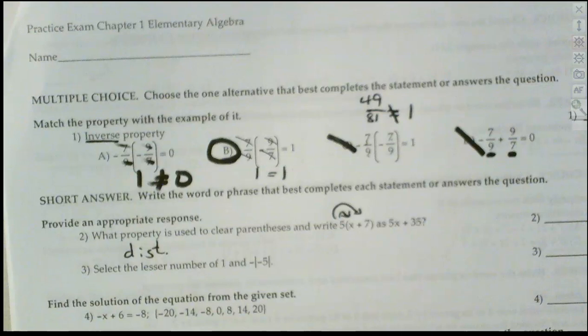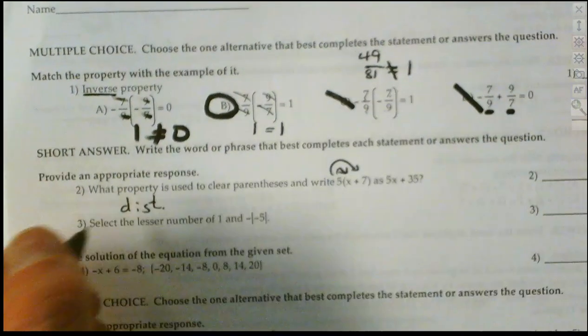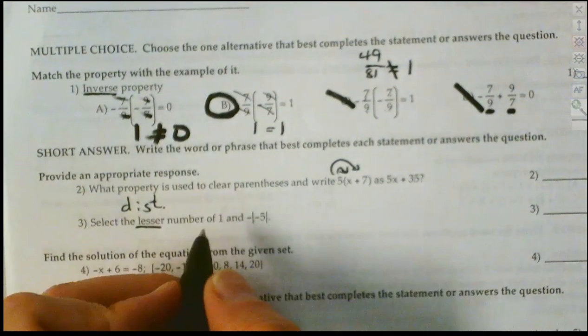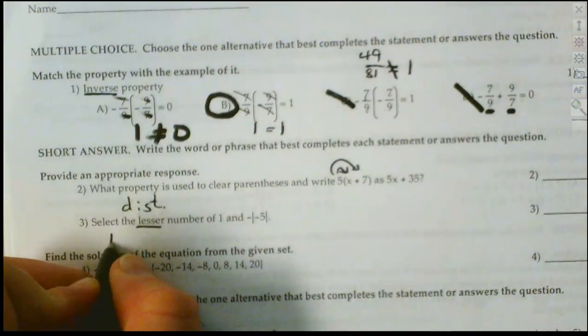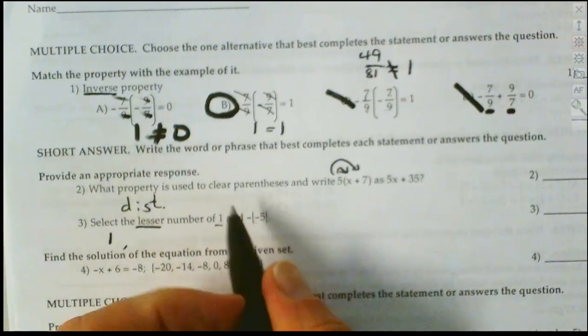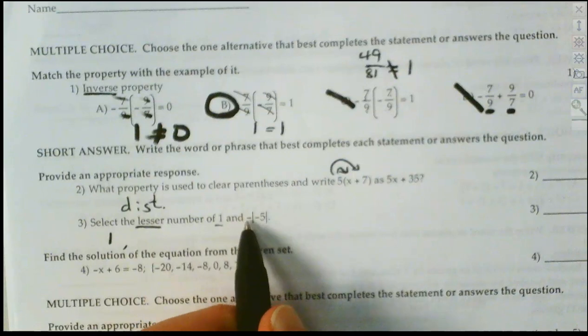Question 3 is another one that sometimes students struggle with. It's very easy though. Now we have to make sure that when we talk about the lesser number, that is going to be the one that's furthest on the left on the number line. So what are our two numbers going to be? Well, 1 is our first one. And what about this? Remember, do we cancel these negatives out?